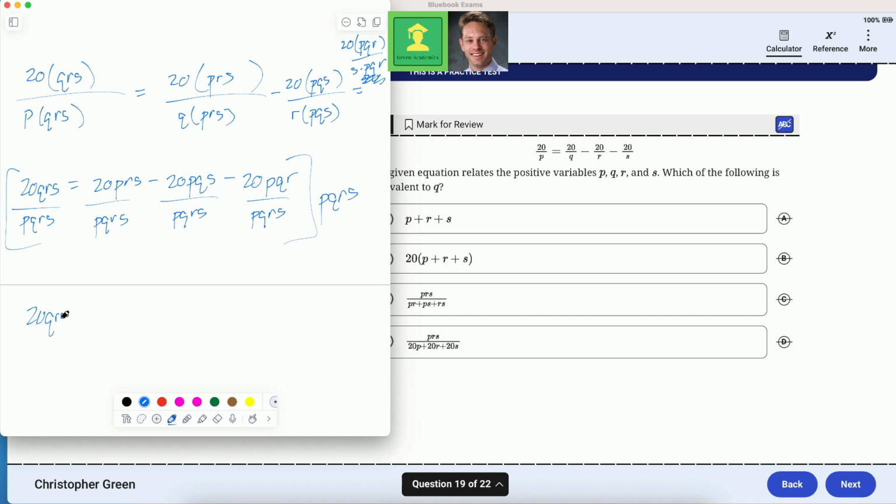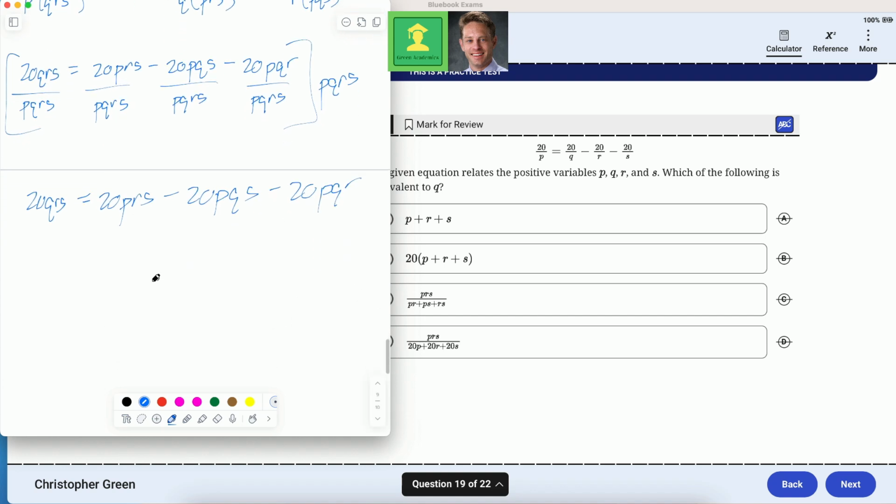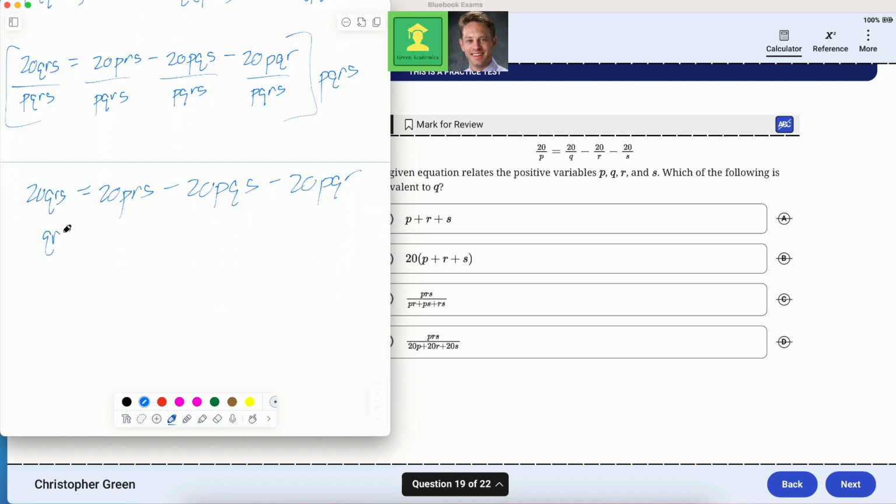So I'm going to write out the steps just to be thorough here. You're left with just the tops. And of course, you could divide everything by 20. So now you're looking at QRS is PRS minus PQS minus PQR.